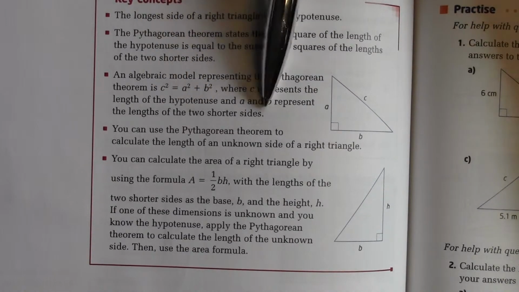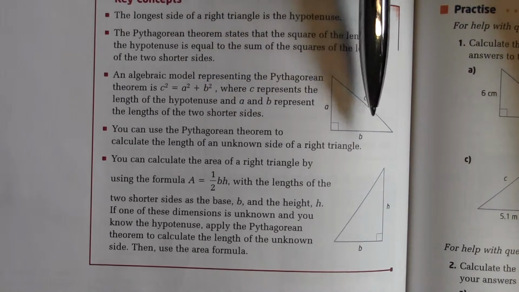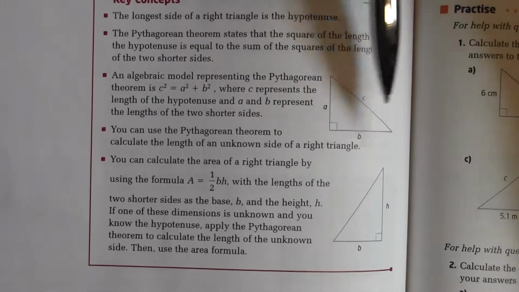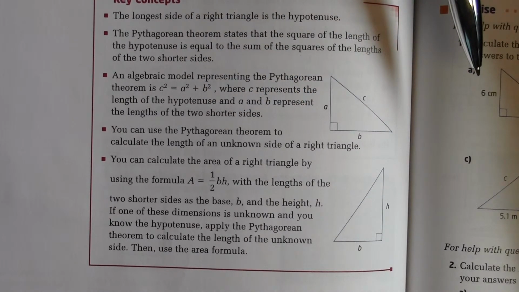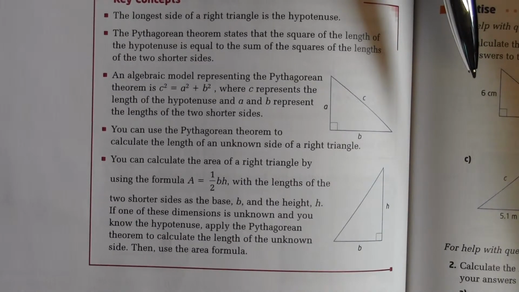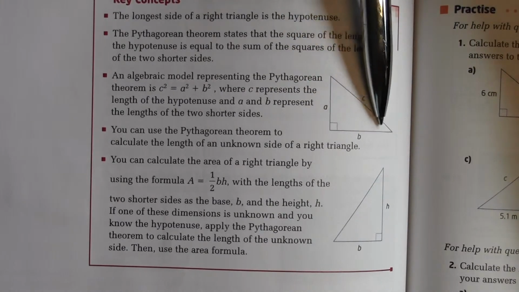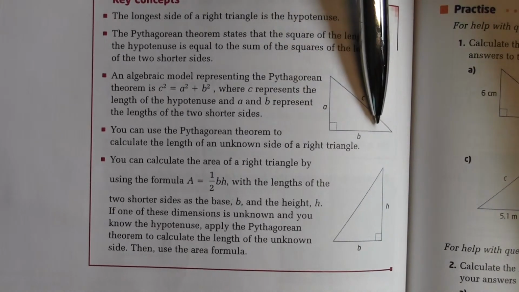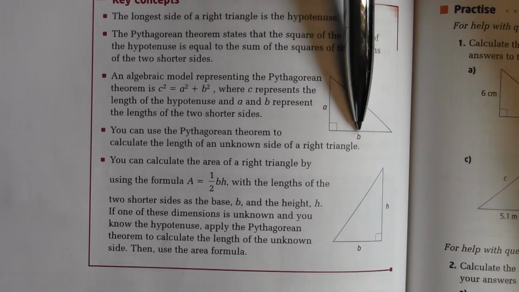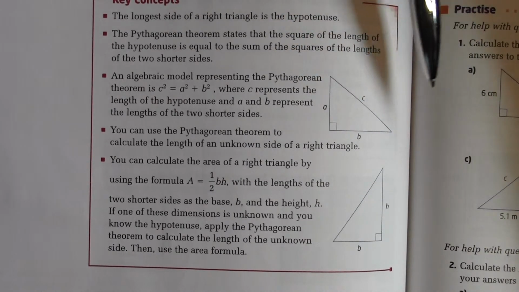c represents the length of the hypotenuse, a and b represent the lengths of the shorter sides. Does it matter which one you call a and which one you call b? No. So just like it wouldn't matter if you said 3 plus 5 or 5 plus 3, doesn't matter the order, so it doesn't matter which one you call a or which one you call b. a doesn't have to be the shortest side, b doesn't have to be the shortest side, doesn't matter.